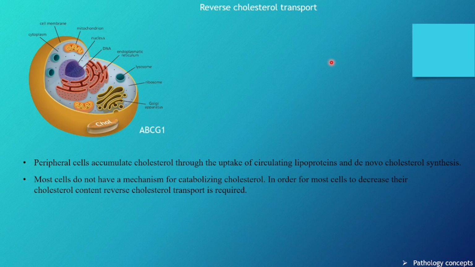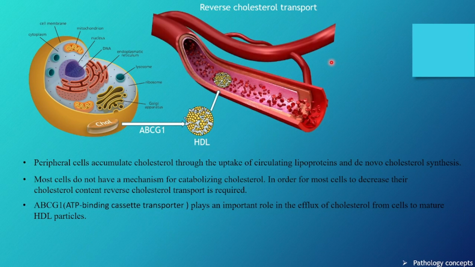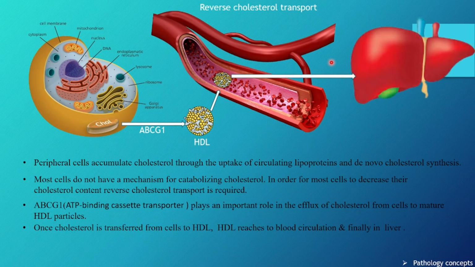In this process, ABCG1 is most important. ABCG1 is an ATP binding cassette transporter, and it plays an important role in the efflux of cholesterol from cells to mature HDL particles. So, cholesterol reaches HDL from peripheral tissue cells. This HDL reaches the blood circulation. Once the cholesterol is transferred from the cell to HDL, HDL reaches the blood circulation and finally the liver.